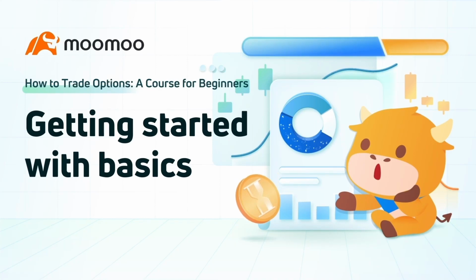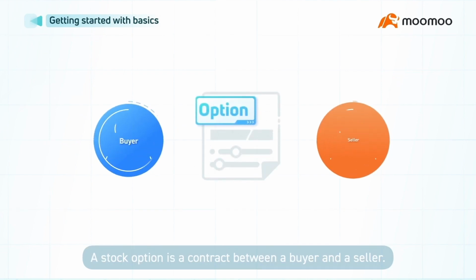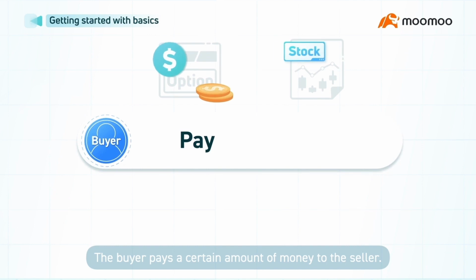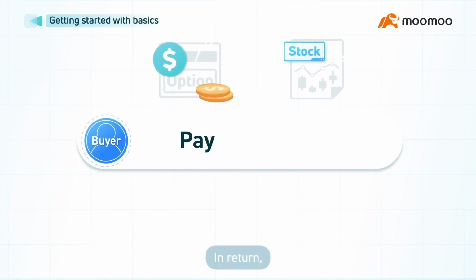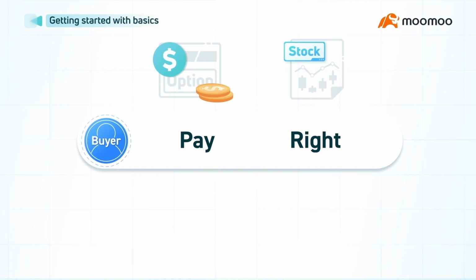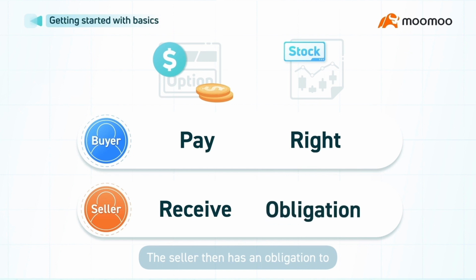In this chapter, we'll walk you through some of the basics about stock options. A stock option is a contract between a buyer and a seller. The buyer pays a certain amount of money to the seller. In return, he or she gets the right to buy or sell securities at an agreed price on or before a specified date. The seller receives a certain amount of money from the buyer. The seller then has an obligation to buy or sell securities at an agreed price on or before a specified date.